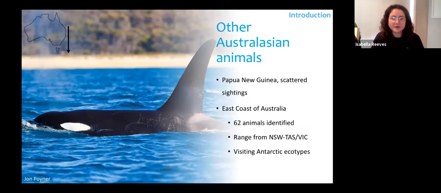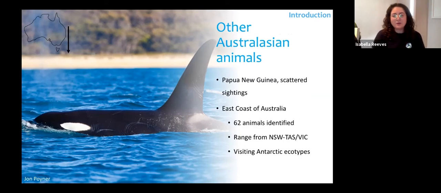In terms of killer whales elsewhere, Papua New Guinea has had scattered sightings, so we know they're in the area, but there's a lack of dedicated research effort out there. Not saying it won't be there in the future, but it is something we need to keep our eye on. So there were no samples, unfortunately, for us to use for our study from there, but the east coast of Australia is a little bit of a different story.